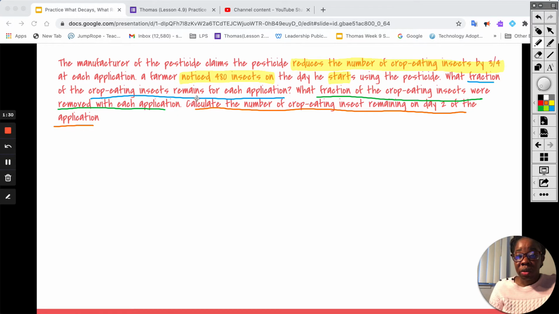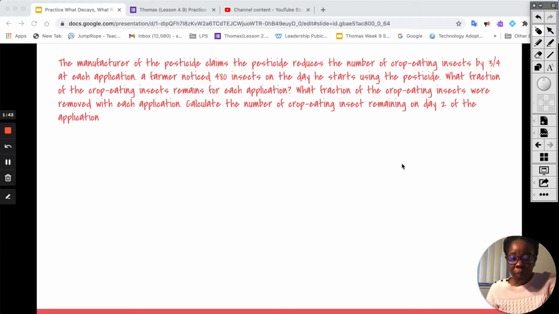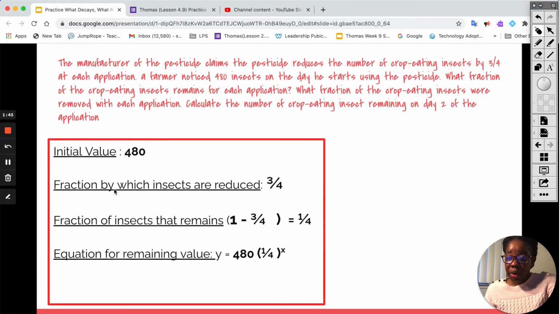So let's get into this. What do we know so far? We know the initial value. We know the fraction that is removed. That's how much it's decaying by. We need to find the remaining fraction, and then we're going to use that to write an equation. So our initial value is 480. The fraction of insects removed daily was 3/4 of what is there.